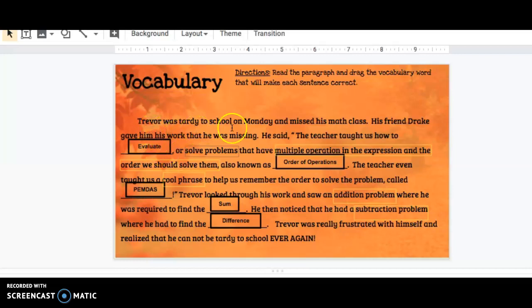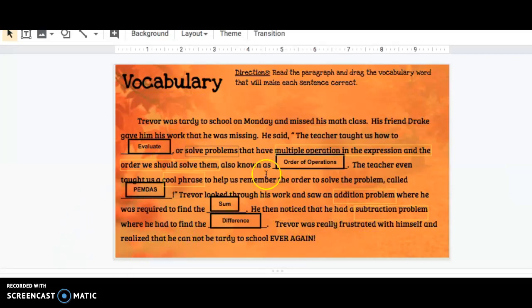It says Trevor was tardy to school on Monday and missed his math class. His friend Drake gave him his work that he was missing. He said the teacher taught us how to evaluate or solve problems that have multiple operations in the expression and the order we should solve them, also known as order of operations. The teacher even taught us a cool phrase to help us remember the order to solve the problem, called PEMDAS. Trevor looked through his work and saw an addition problem where he was required to find the sum. He then noticed he had a subtraction problem where he had to find the difference. Trevor was really frustrated with himself and realized that he cannot be tardy to school ever again.